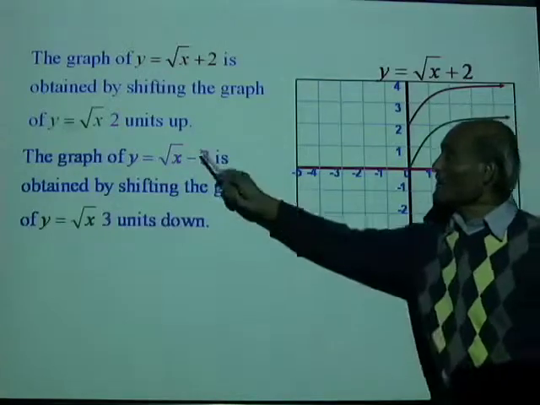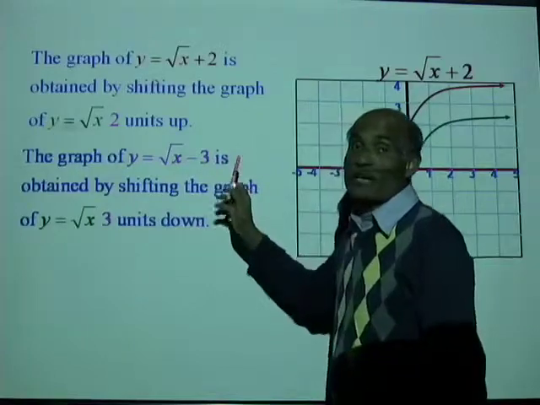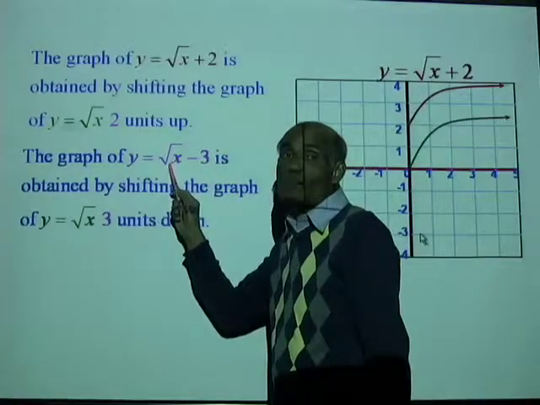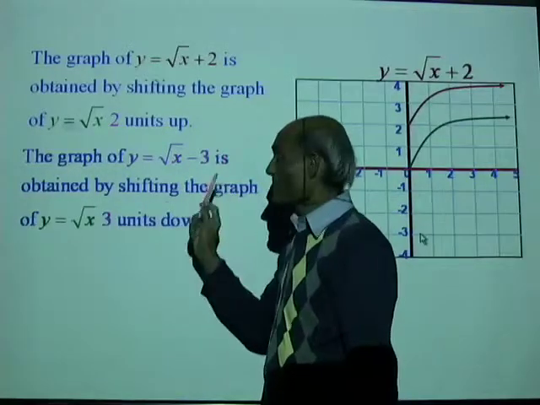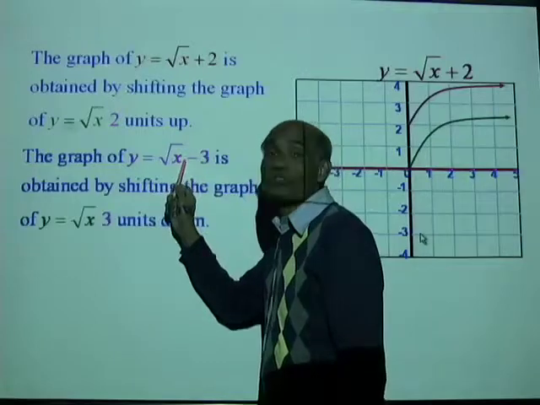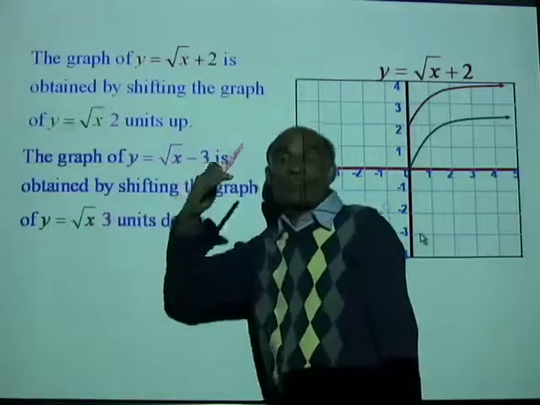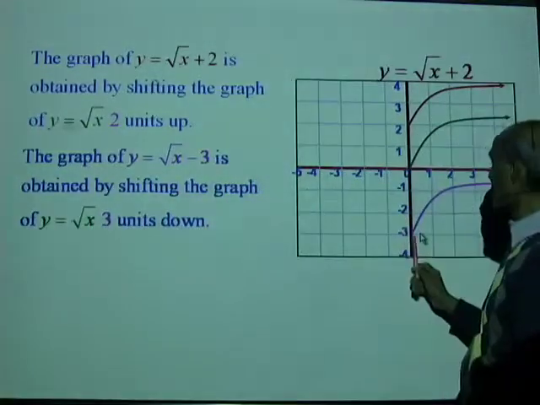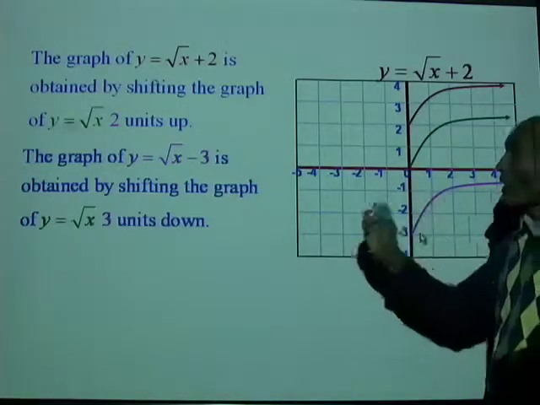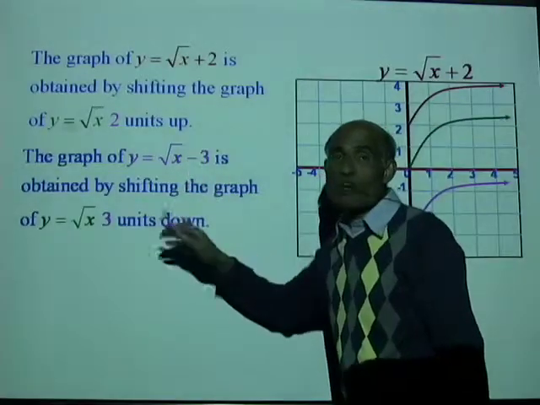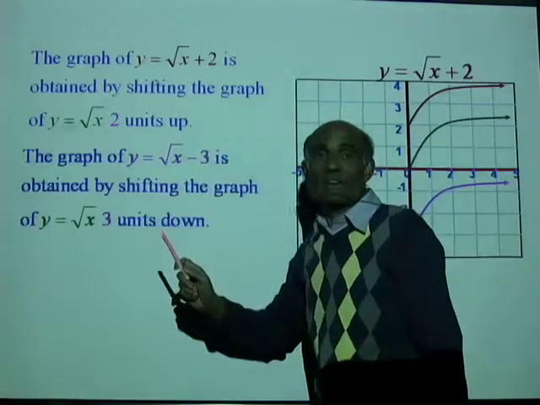Alright, how about this? Graph of y equal to square root of x, minus 3. Now again, be careful. This is not the square root of (x minus 3). This is the square root of x, minus 3. Now the graph of this is obtained by shifting the graph of y equal to square root x 3 units down. There you have the graph of the square root of x, minus 3. Always take care. Don't read it as the square root of (x minus 3). It is not. It is y equal to square root of x, minus 3.